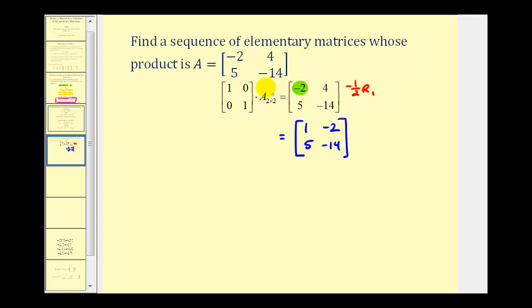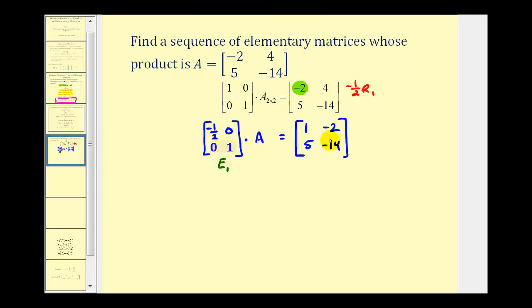And then on the left side, we still have matrix A. And to form our first elementary matrix, we're going to multiply row 1 by negative 1/2. So we'd have negative 1/2, 0, and the second row stays the same. We'll go ahead and call this matrix E sub 1.